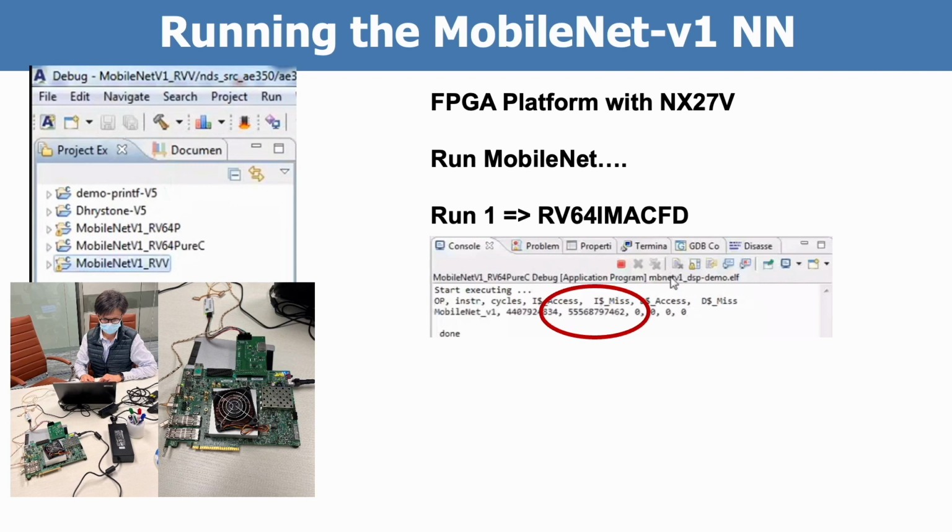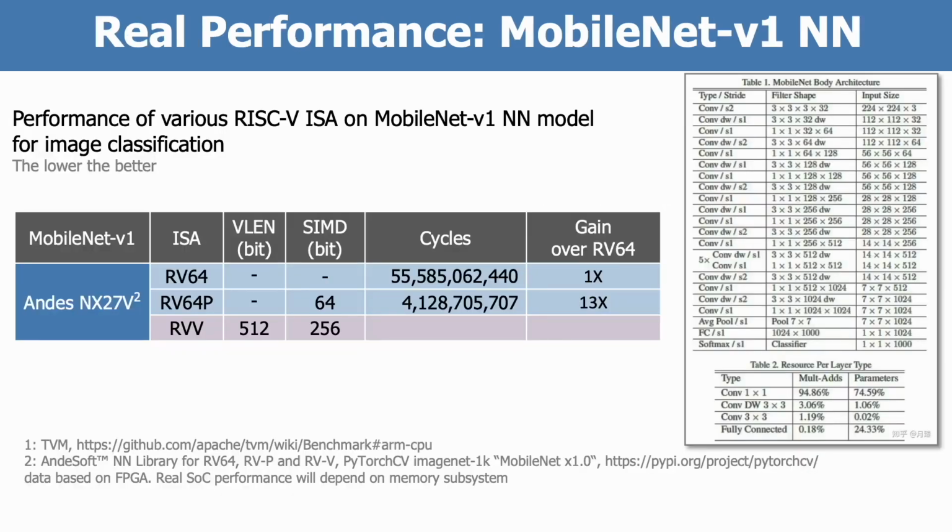It's a FPGA platform with our NX27V. Since this is a processor, we run a pure C code, and then we end up with about 55 billion cycles. So it took 55 billion cycles to run this MobileNet code. If my processor ran at 1 gigahertz, it'll take you 55 seconds. Now, we're filling the table, and we also did it for DSP, and we had 4 billion cycles. So DSP P extension acceleration is about 10 to 15 times.